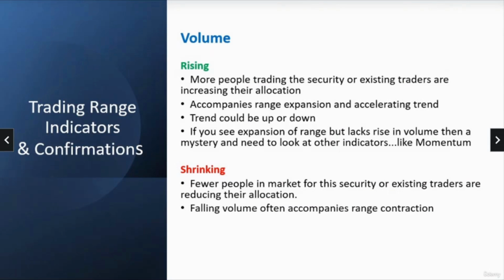So if volume is rising, as in more people are trading the stock, or maybe existing traders are just adding to their allocation, right? So it's not necessarily new people coming in, it might be existing people buying more. That tends to accompany a range expansion and really accelerates a trend. The trend could be going up or down, but as volume rises, that will tend to keep the trend going in that direction and really expand on it.